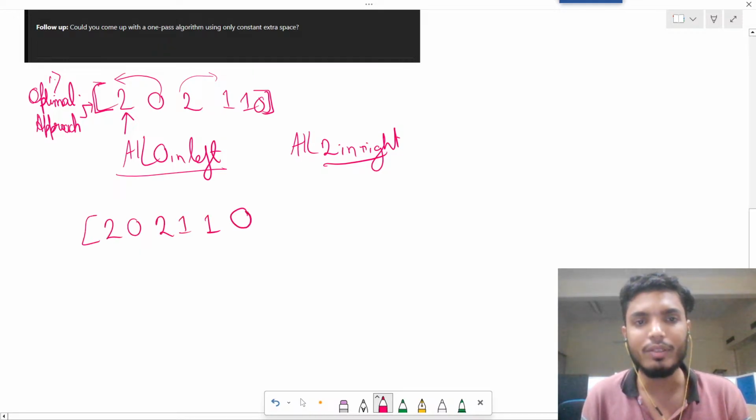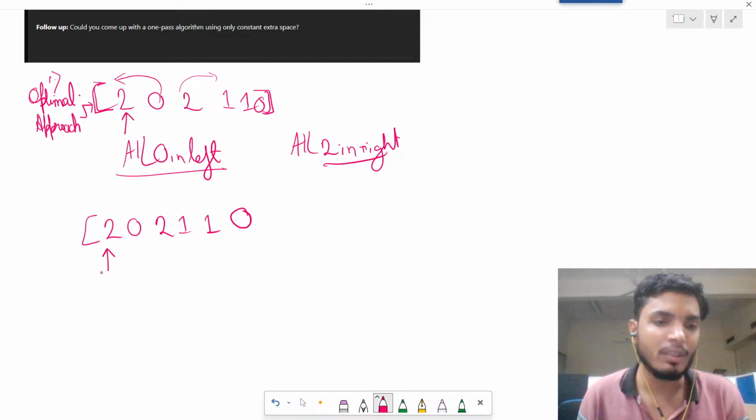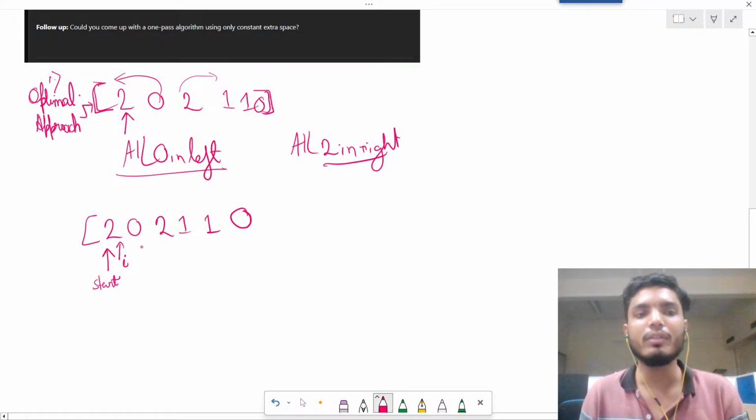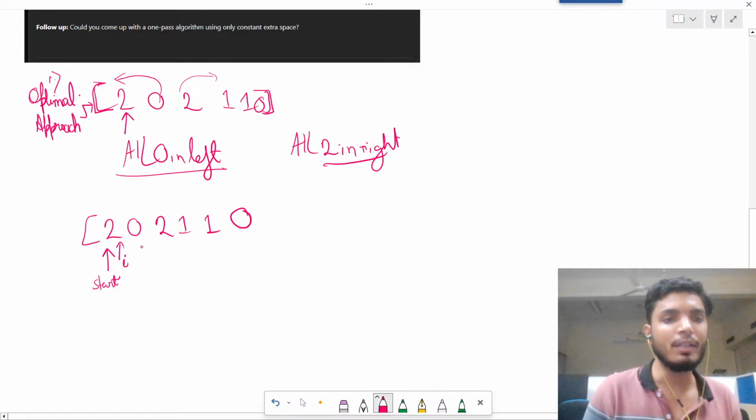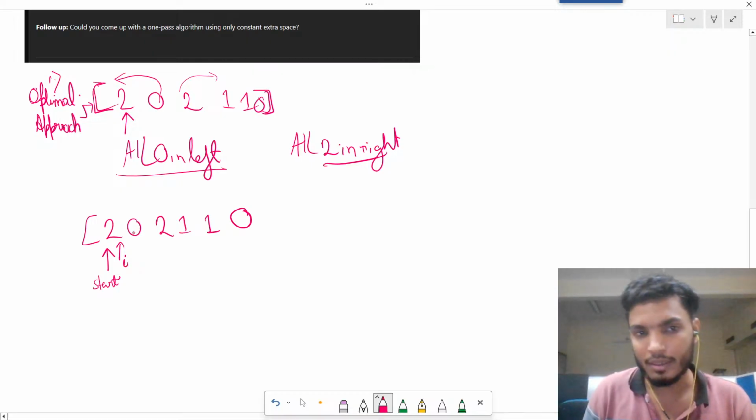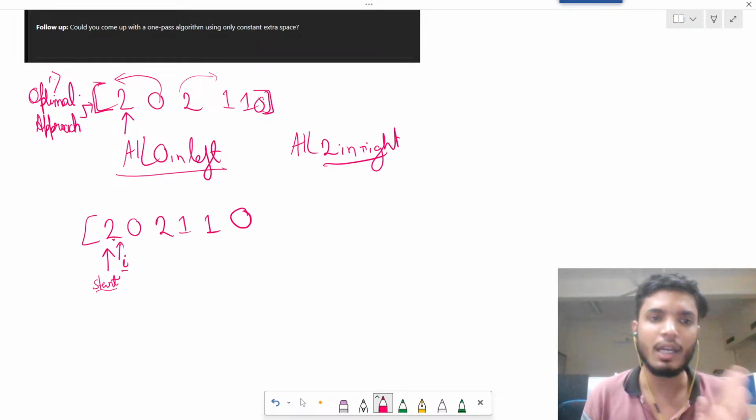2 0 2 1 1 0. I will use two pointers. One pointer will be here, which is start, and another pointer will be i. As soon as I find a zero, I will swap arr[i] with arr[start]. It simply means, suppose I am here at position i.